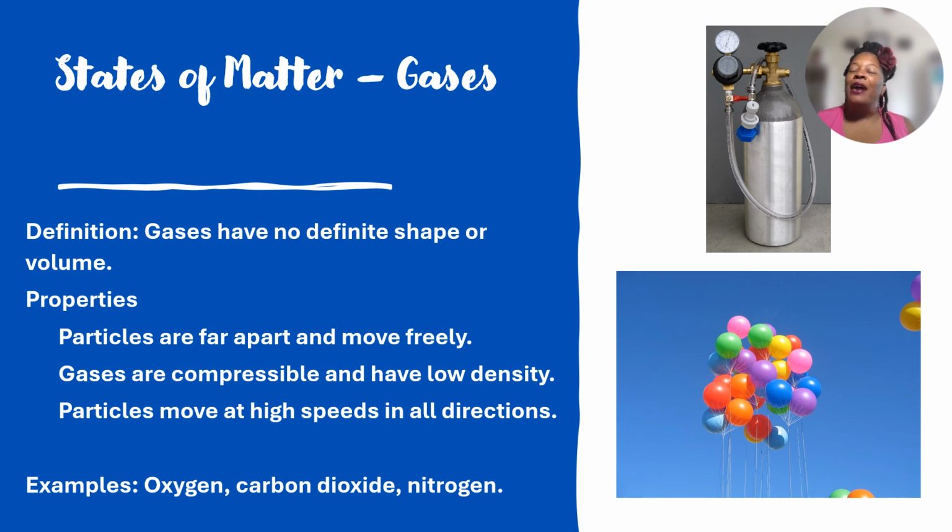The next state of matter is gases. Gases have no definite shape or volume. Here are your three properties that you need to know about the states of matter, specifically for gases. Particles are far apart and they move freely. Gases are compressible and they have a low density. Particles also move at high speeds in all directions. Some examples of gases are oxygen, carbon dioxide, and nitrogen.